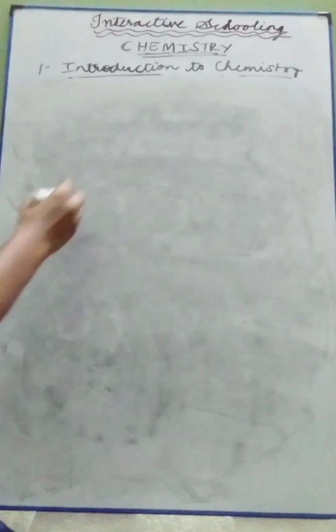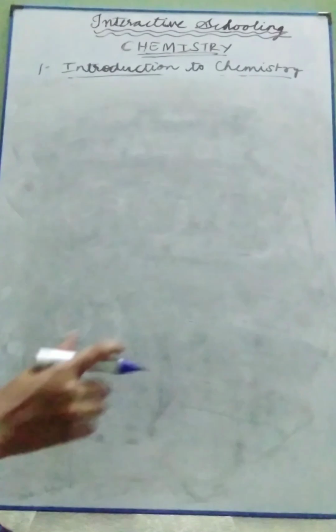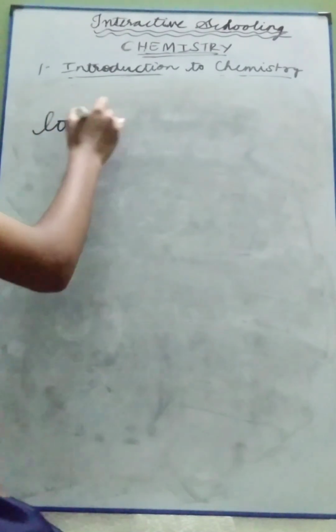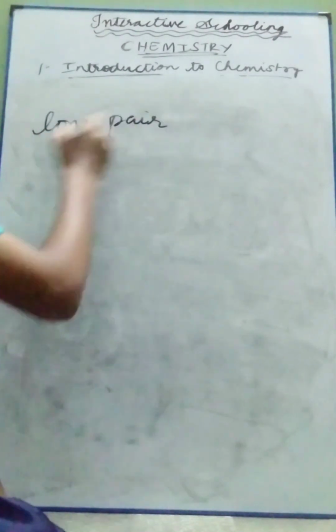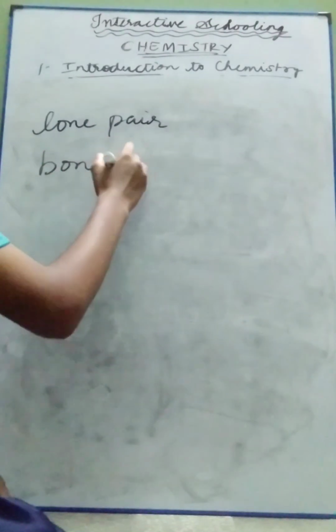In the previous video, we learned about covalent bond. In this video, we learn about lone pair, bond pair, and something called a coordinate covalent bond. So first of all, a lone pair and a bond pair.